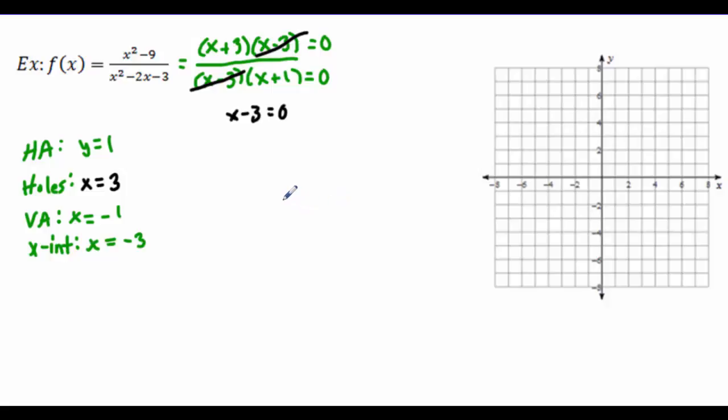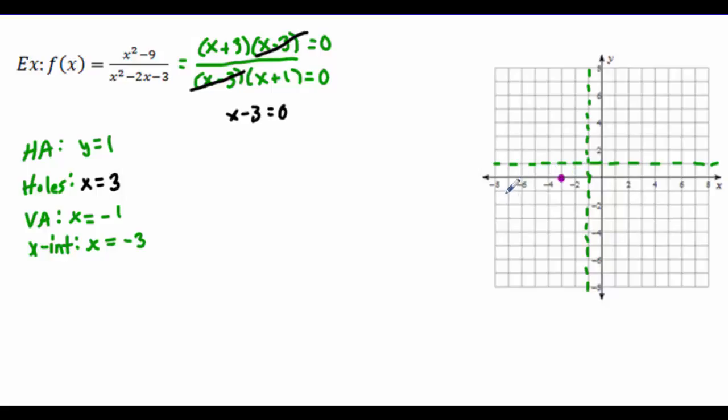So I am going to graph this. So at y equals 1, there's a horizontal asymptote. And then at x equals -1, and then I can draw my x-intercept at -3, like this, the graph goes through the x-axis at -3.